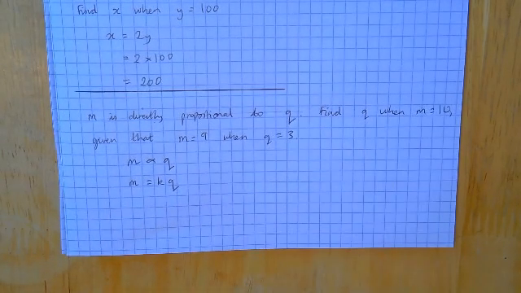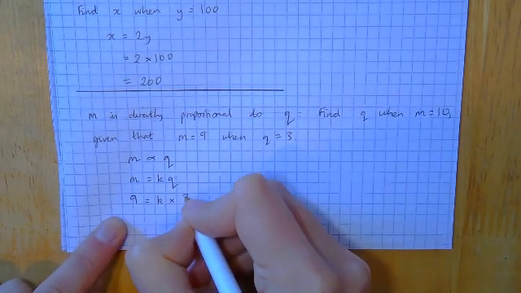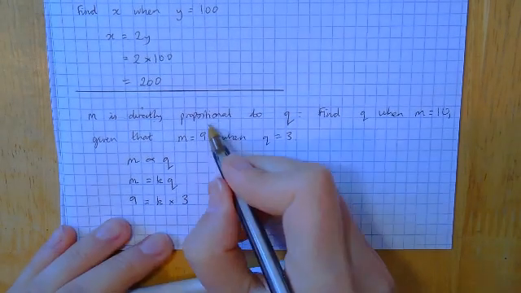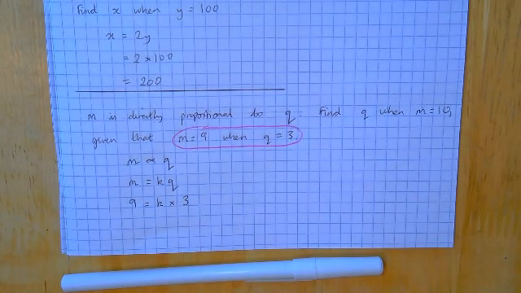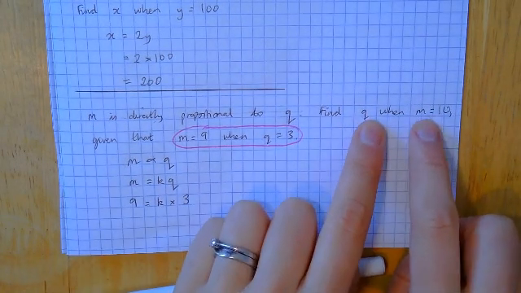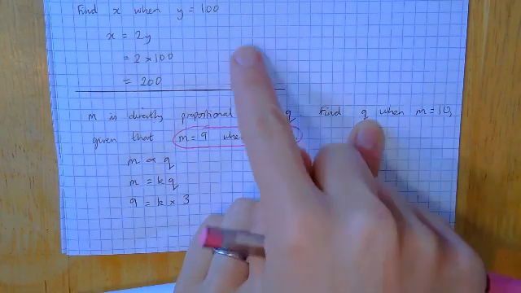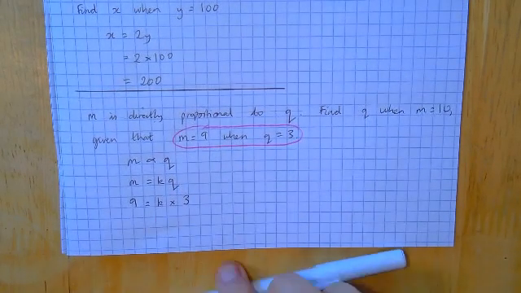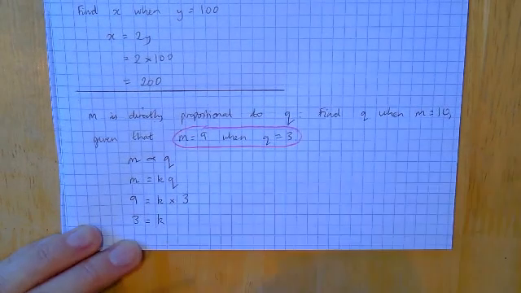It says, given that m equals 9 when q equals 3. You're always looking for a pair of numbers that you can use to work out k. There's our pair that we can stick in to work out k. I couldn't have used that pair because I don't have a pair. I've only got one number here and I don't know what q is. That's going to be my last step. That's like this bit here. Okay? So you look for a pair that you can put in to work out k.